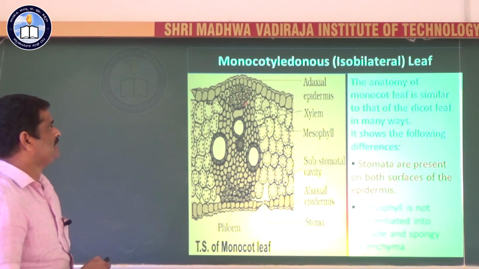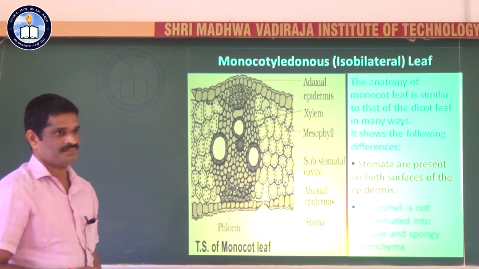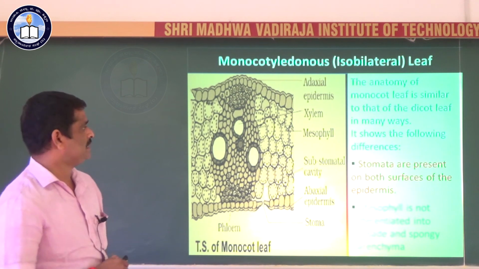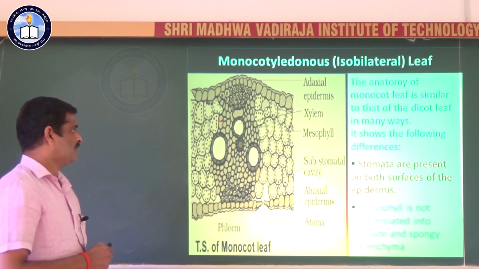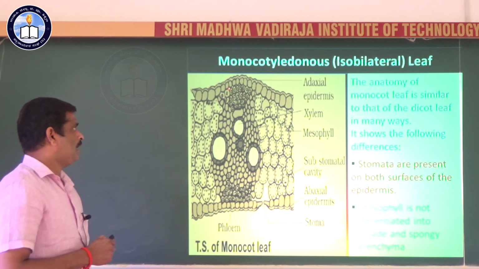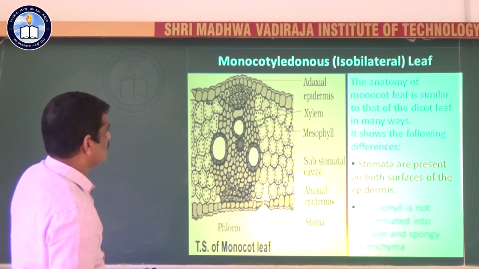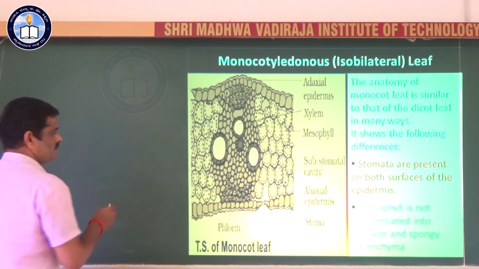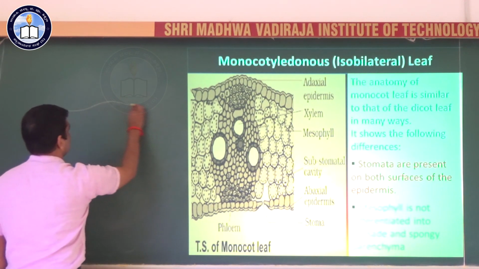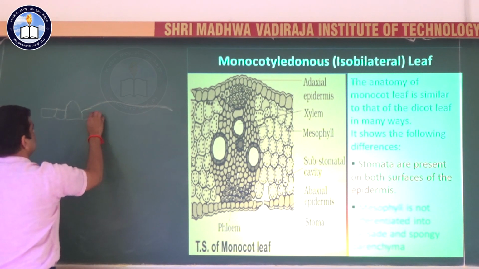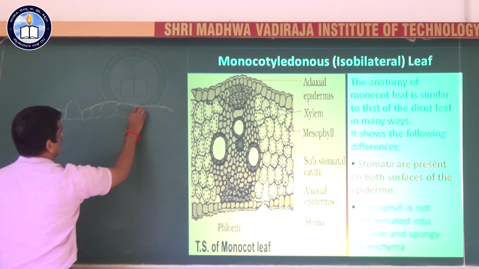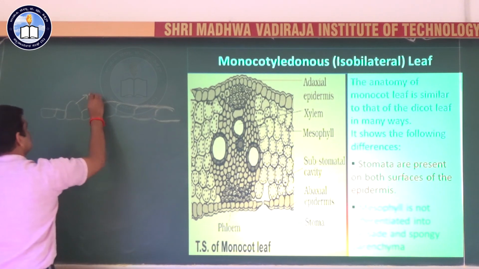Another difference you can see here is the bundle sheath extension. This bundle sheath extension is formed of sclerenchyma, whereas in the case of the dicot leaf, the bundle sheath extension is formed of collenchyma. And in the upper epidermis, certain specialized cells are present, which we refer to as bulliform cells. Near the upper epidermis, some of the upper epidermal cells are very enlarged, large empty colorless cells, which we refer to as bulliform cells.